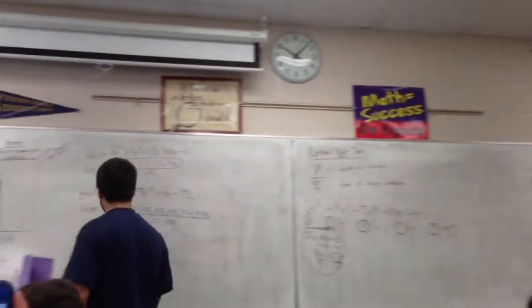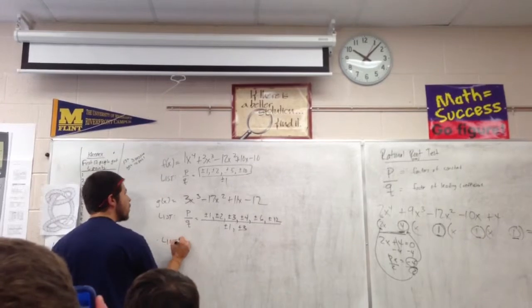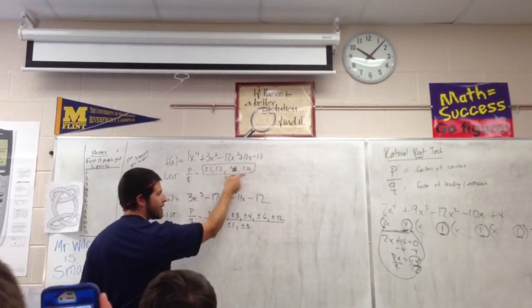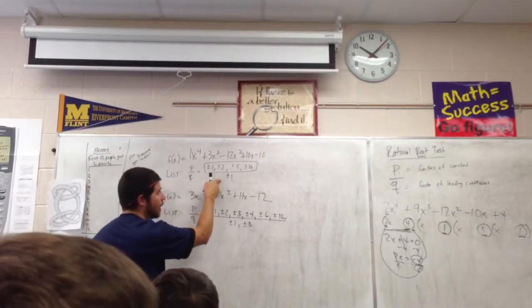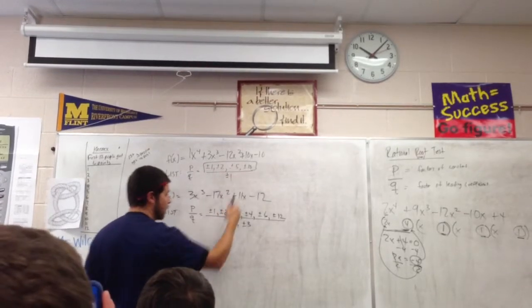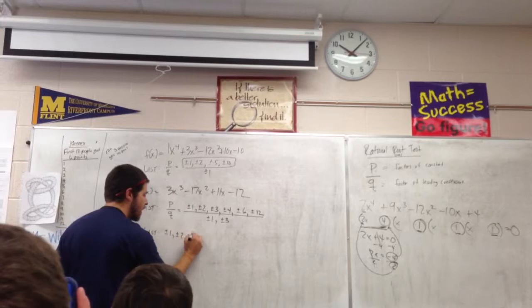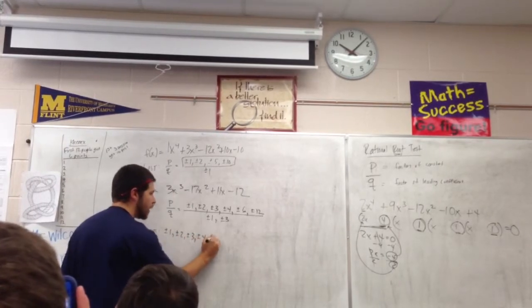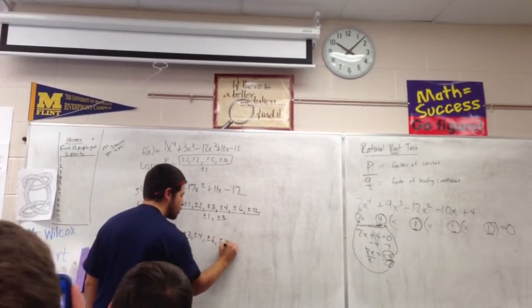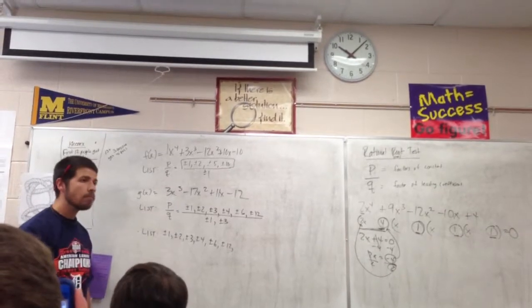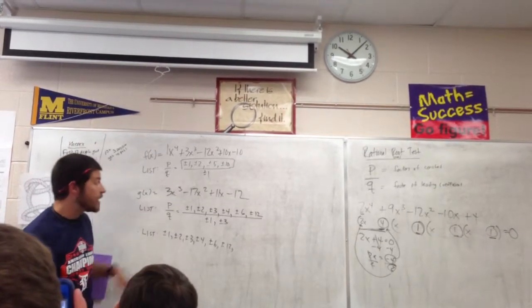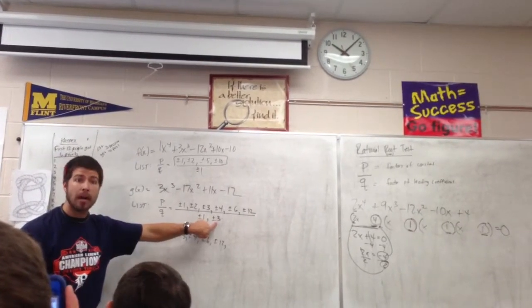Now, to write out the full list, notice I put a box around these ones on the top because I just had a 1 on the bottom. This is my list. There are 8 possibilities. My full list is everything on the top, plus or minus 1, plus or minus 2, plus or minus 3, plus or minus 4, plus or minus 6, plus or minus 12. And everything divided by that 3 on the bottom.